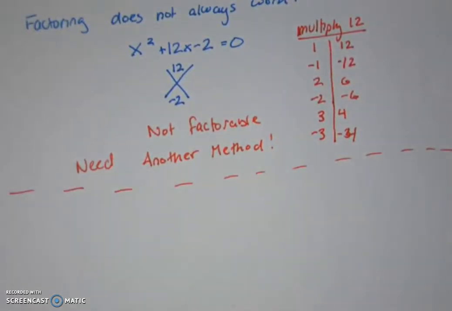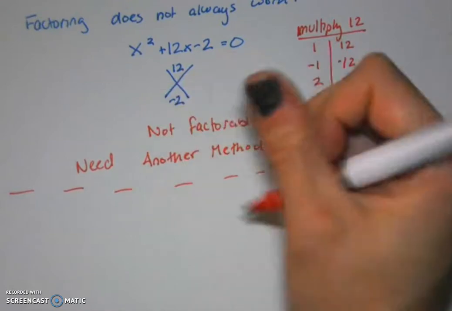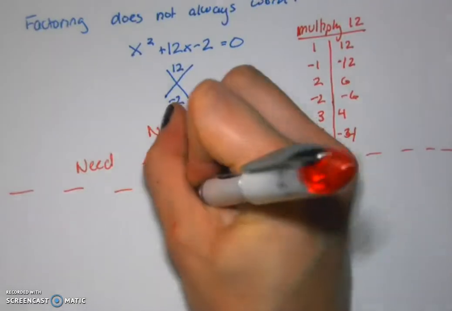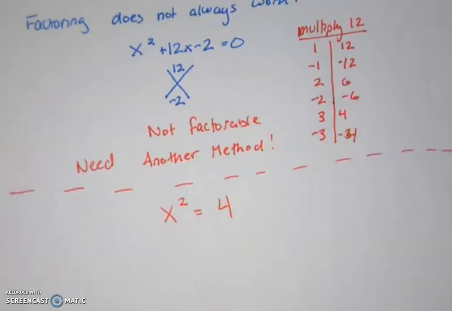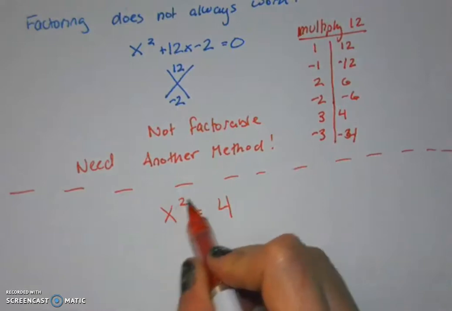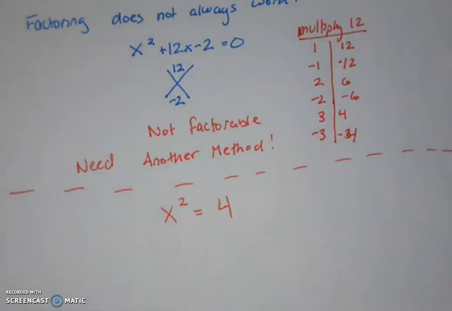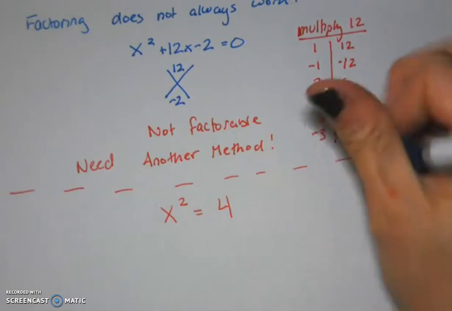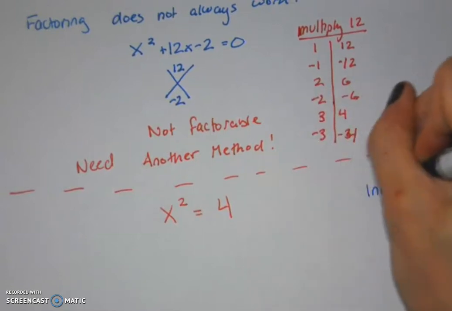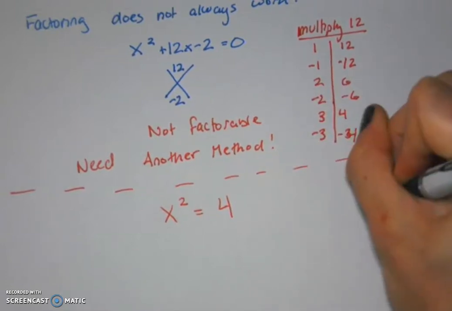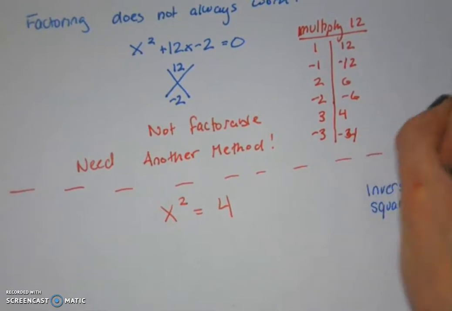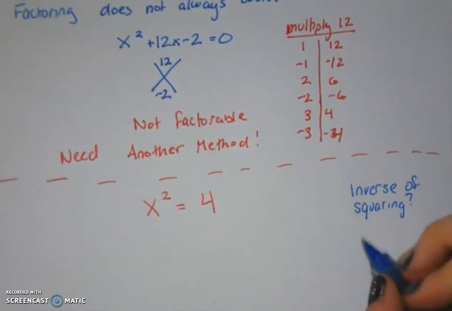We can take square roots. So let's think of a very simple quadratic. If I had x squared equals 4, well, I want to know what number squared is equal to 4. And yes, I could do that in my head, or I could use an inverse operation. What's the inverse of squaring? It's square roots.